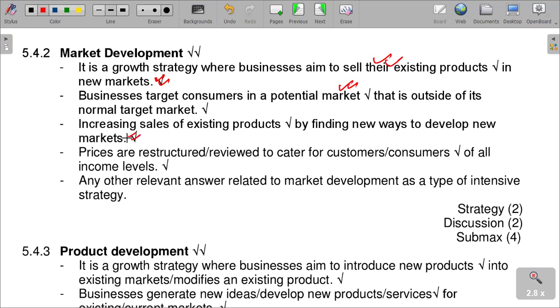In terms of market development, businesses may increase the sales of existing products by finding new ways to develop new markets. And then prices are restructured or reviewed to cater for customers. Consumers of all income levels are also taken into account by price structuring or reviewing to cater for customers of various income levels.